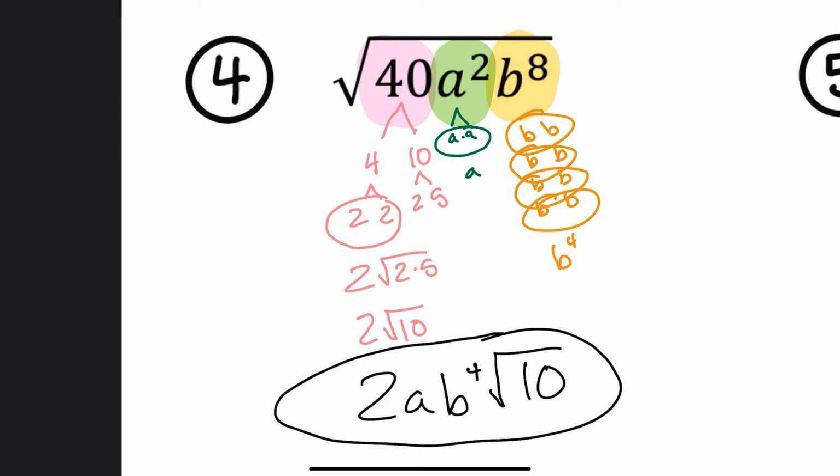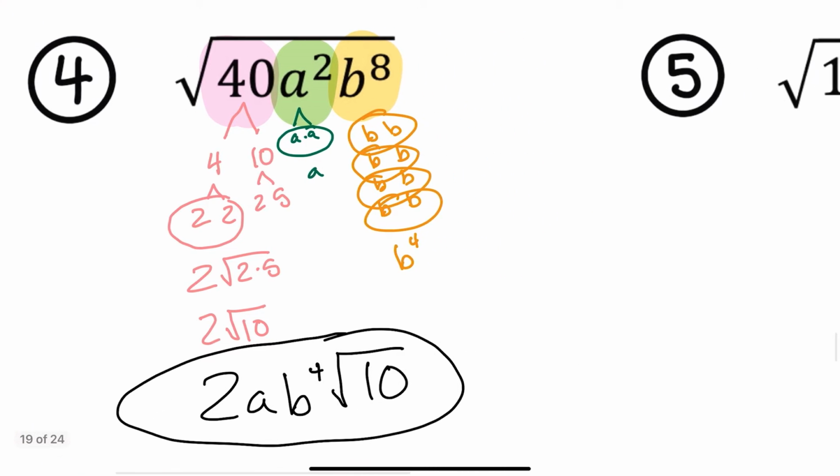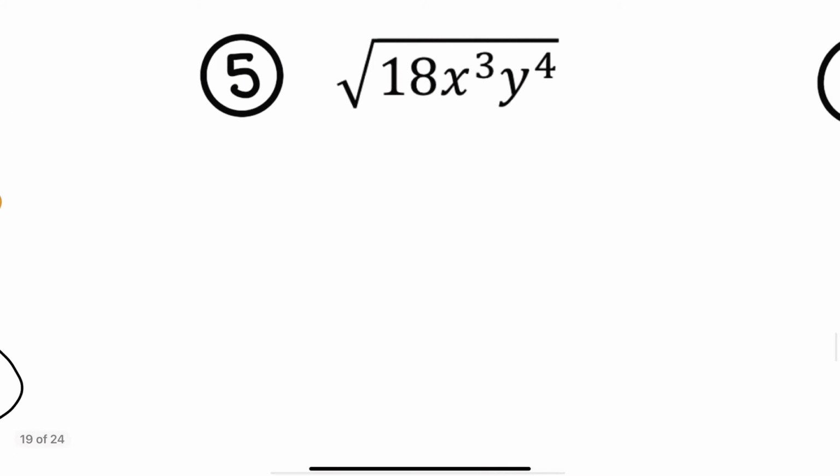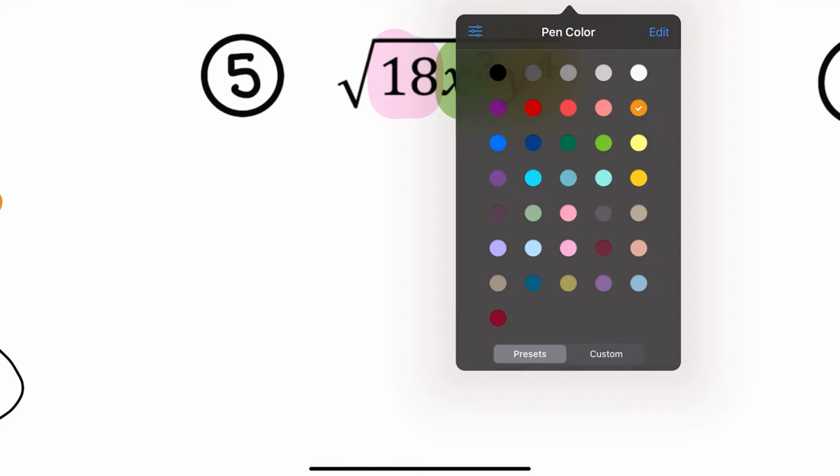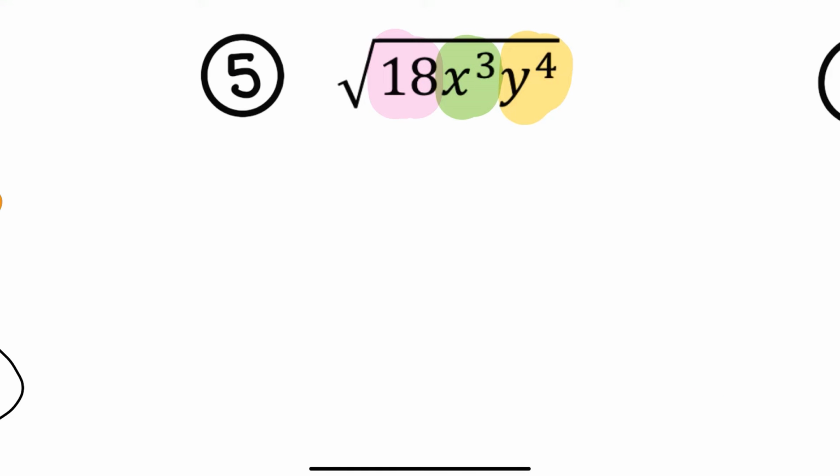Alrighty, so let's move on. I have 5 coming next here. 5 is going to be exactly the same, just with different numbers here. We have an 18, we have an x to the 3rd, and a y to the 4th. Same situation though, I'm going to handle each piece separately and then go from there.